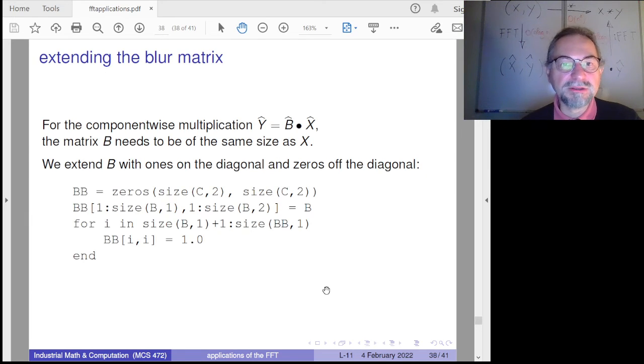All right, the other glitch is that the blur matrix, we set it up as a multiplication. So here, what I did, I extended the blur matrix with ones on the diagonal, zeros off the diagonal. So this is this extension that is done here.